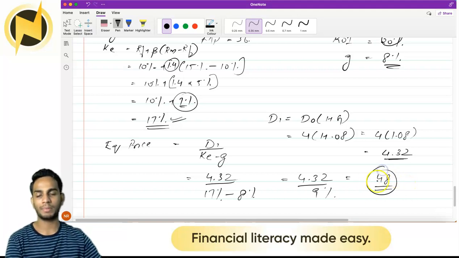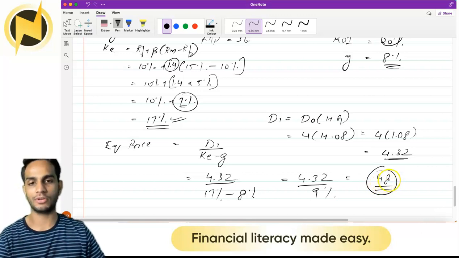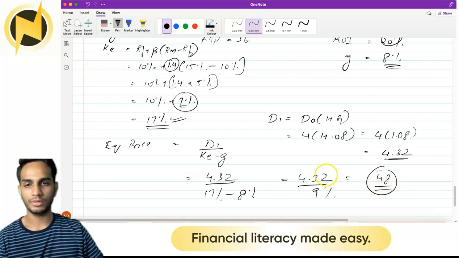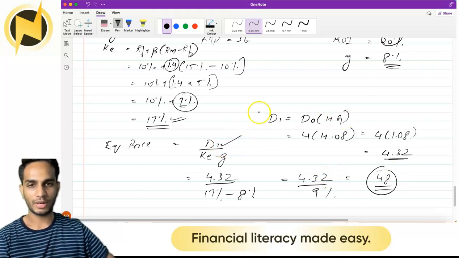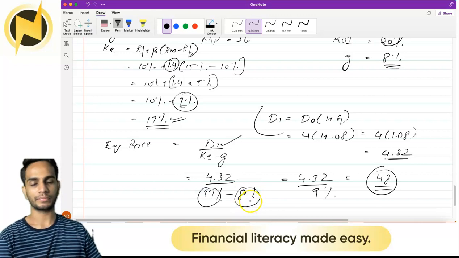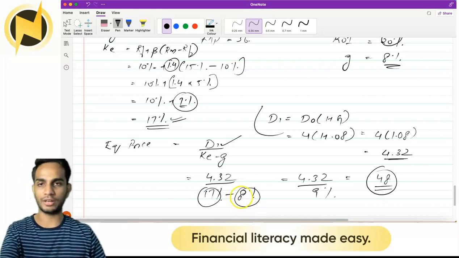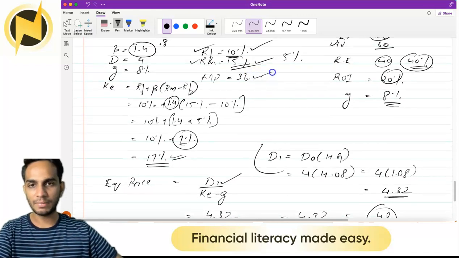This should have been the price of the security, not commodity, security. So that's what we found out. So D1 we found out like this, divided by KE minus G. Clear? Now the price of the security should have been 48, but currently the market price is 36.